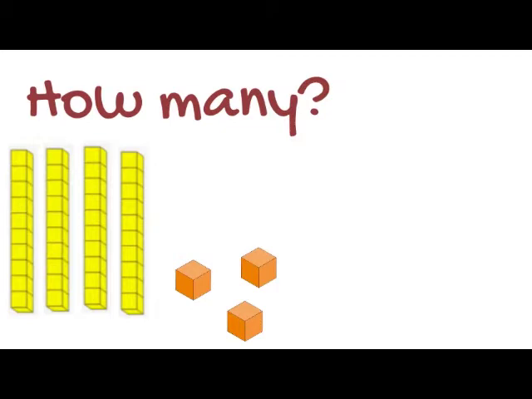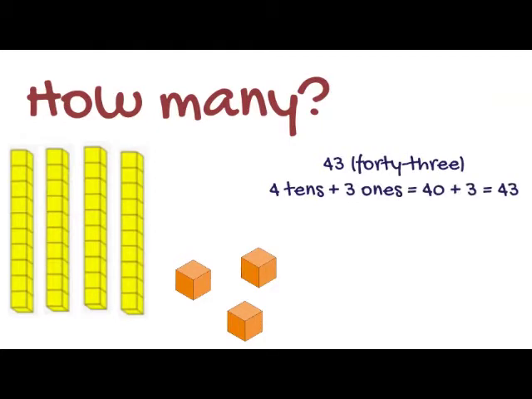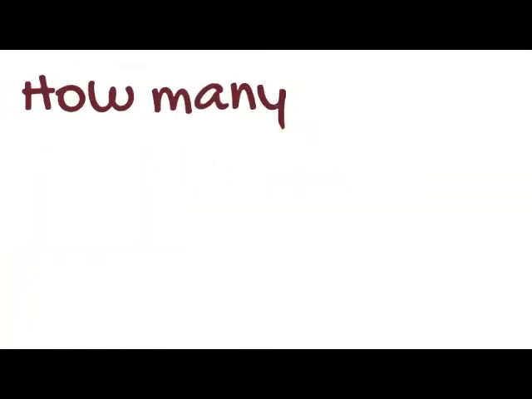So now you can see 4 blocks and 3 cubes. So tell me how much is it? Yes, 43. Very good. Forty-three is the number name. And 4 tens plus 3 ones equals to 40 plus 3 is equal to 43. So 40 plus 3 is the expanded form.